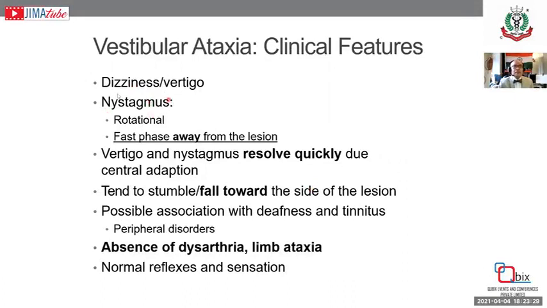There are some features in nystagmus that help you distinguish between a central nystagmus and a peripheral nystagmus, where it is rotational and the fast phase is away from the lesion. And there is, of course, quick resolution due to central adaptation, and the person falls towards the side of the lesion. And of course, there is no limb ataxia or dysarthria with vestibular ataxia, with peripheral neuropathy signs being absent.